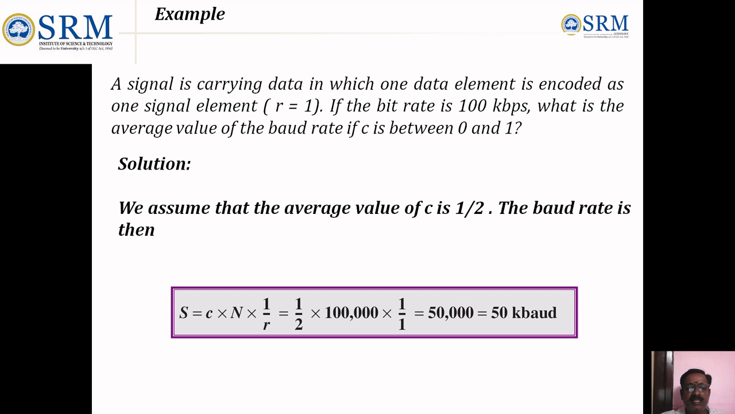Example: a signal is carrying data in which one data element is encoded as one signal element, that is R is equal to 1. If the bit rate is 100 kbps, what is the average value of the baud rate if C is between 0 and 1? Solution: we assume that the average value of C is 1/2. The baud rate is then, as per the given formula, S is equal to C times N times 1/R, which results in 50 kbaud.